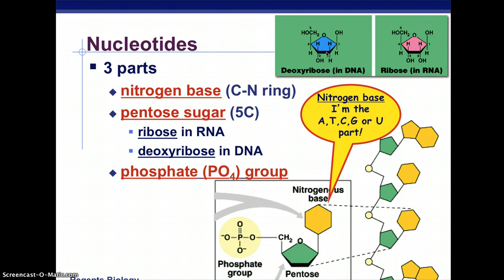And then the last component is a phosphate group. And again, this is the same old PO4 3- polyatomic ion that you would have seen in chemistry. And so because of this phosphate group, it also means that nucleotides have a charge, a negative charge. And we know that anything that is charged will also mix with water. So nucleotides are hydrophilic.